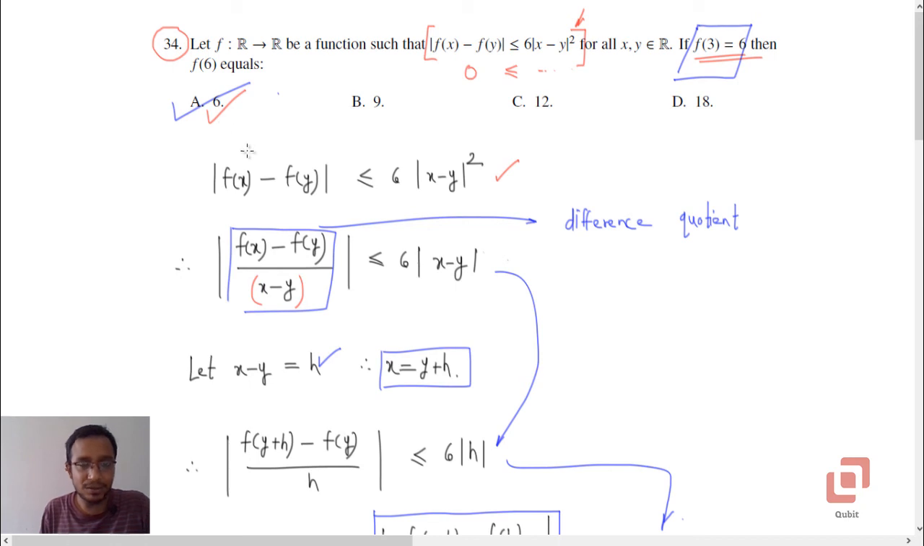So there are two ways to solve the problem. Either you can go with the intended way which we discussed earlier, or you can take the help of a guess. So question 34, option A.